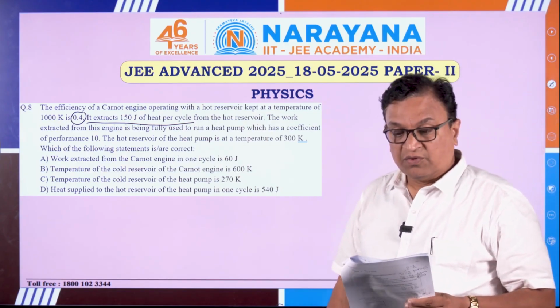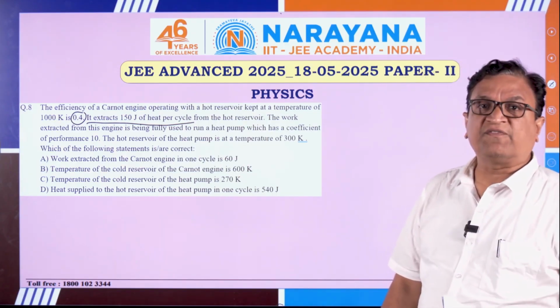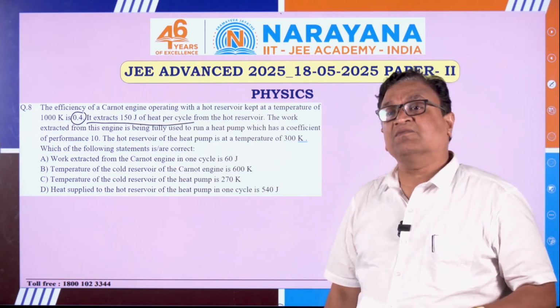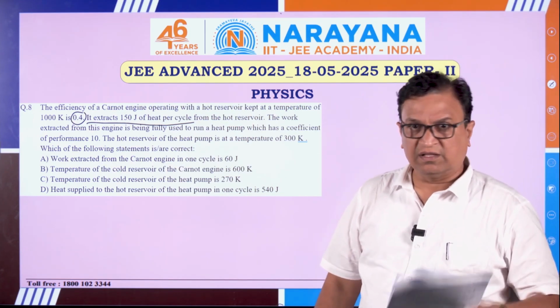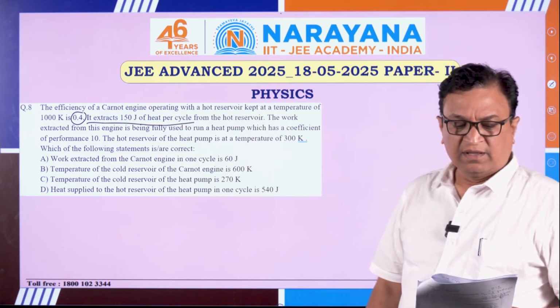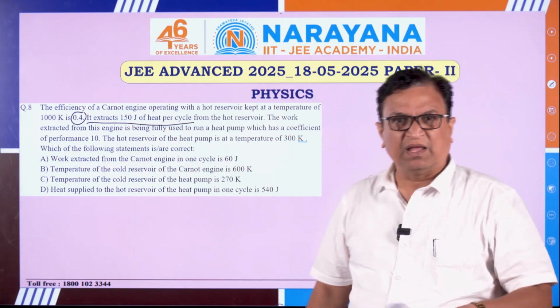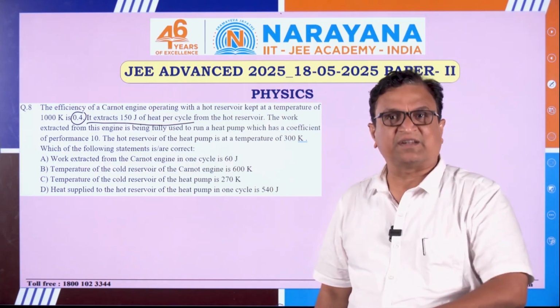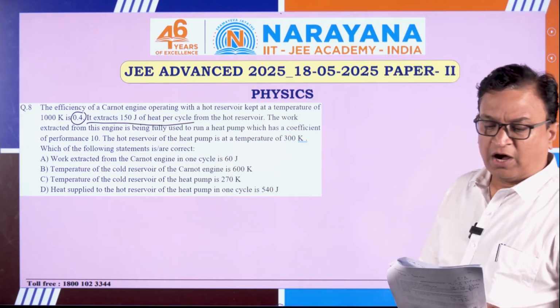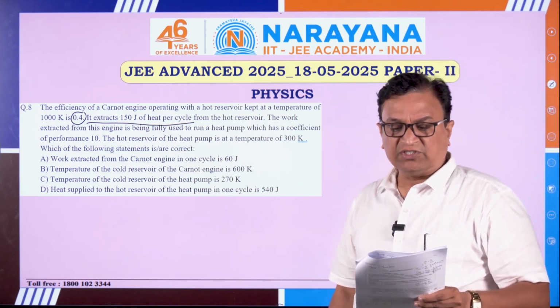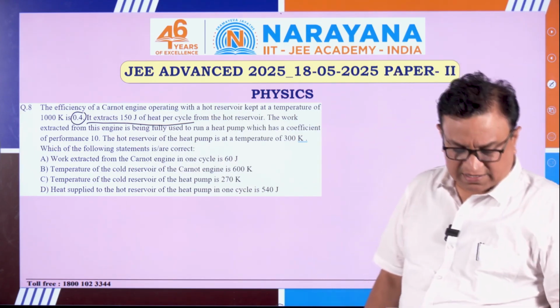For a heat pump we will define a coefficient of performance, right? For a Carnot engine we will define efficiency. They are two different things, like an automobile engine and a refrigerator type. The hot reservoir of this heat pump is at a temperature of 300 Kelvin. Which of the following statements is correct?